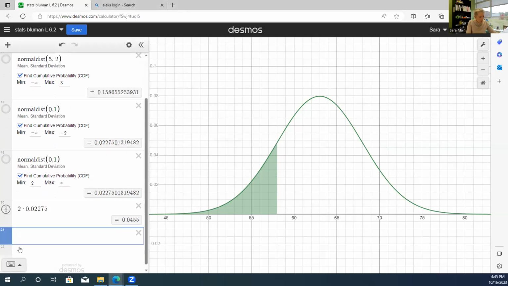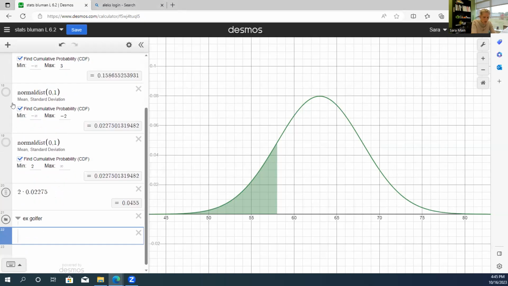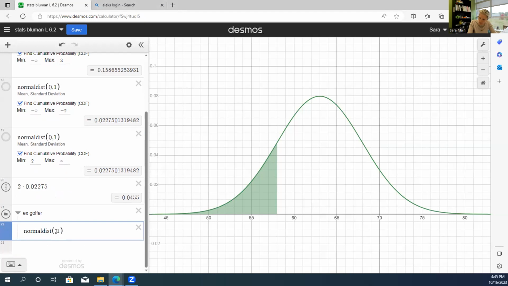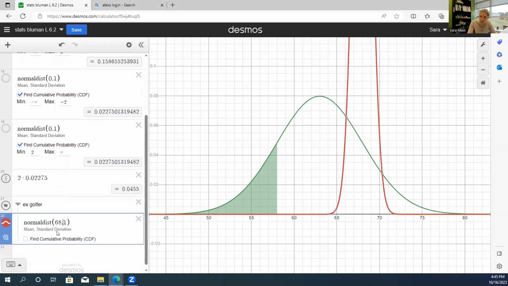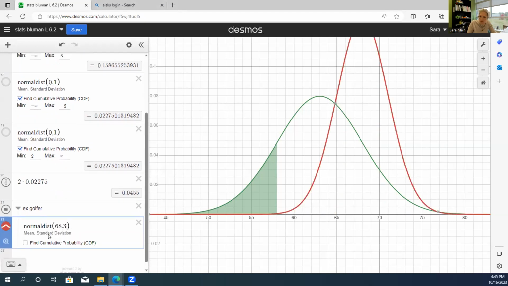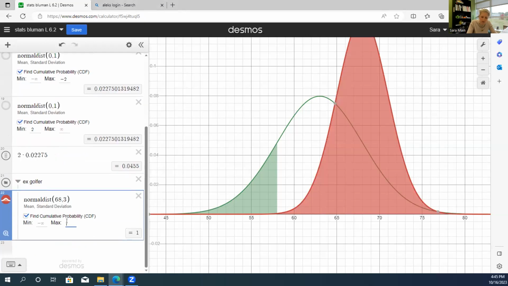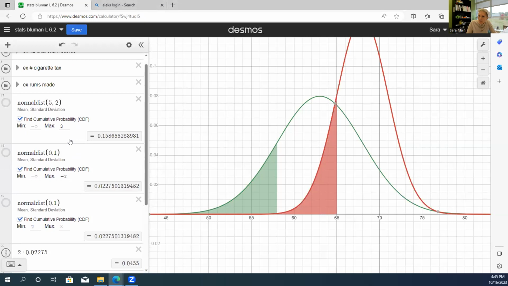And I'm going to use, and we're going to do a normal distribution. The golfing, and their mean was 68 with a standard deviation of 3. And we want to find out the probability of scoring less than a 65.